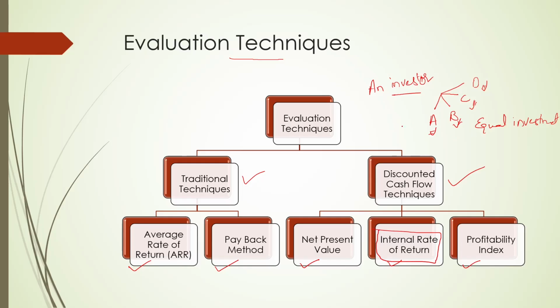For that, he applies all these evaluation techniques, then finally comes to a conclusion that either A, B, C, or D may work well for him. Then he is going to invest in that selected project. That is what the evaluation techniques help us to decide: which project is working well for us. So let us start with internal rate of return.